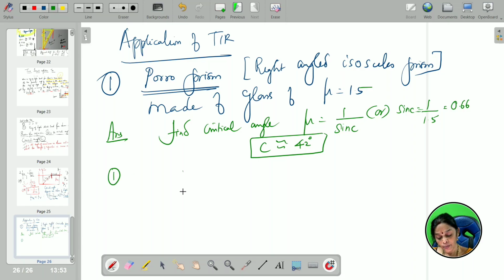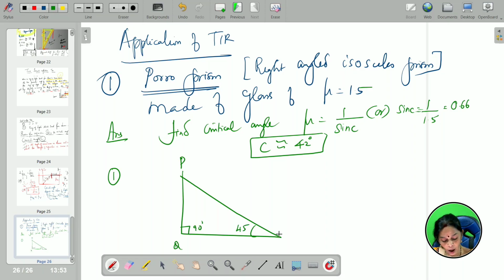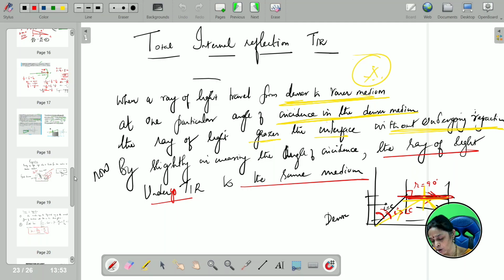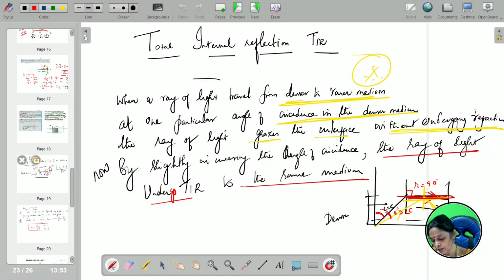Now number 1 prism. I have taken one prism. This is 45 degree, this is 90 degree. Let me call it as PQR. Please listen carefully. This is actually an object. The ray of light from the object hits the surface PQ. How is it hitting? Check properly. Yes, normally it is hitting. Along the normal, if the ray of light hits along the normal, no deviation.